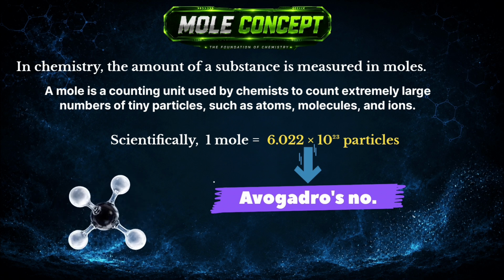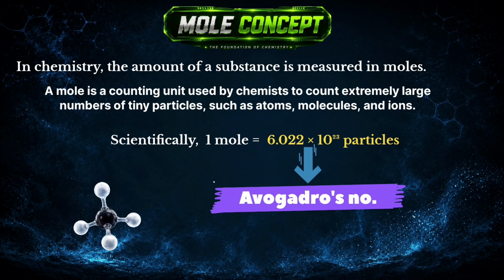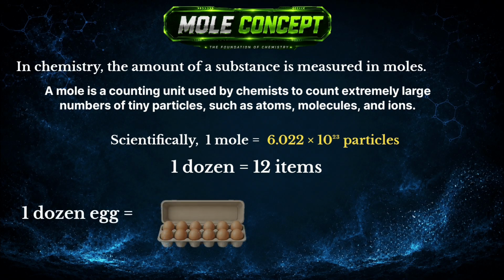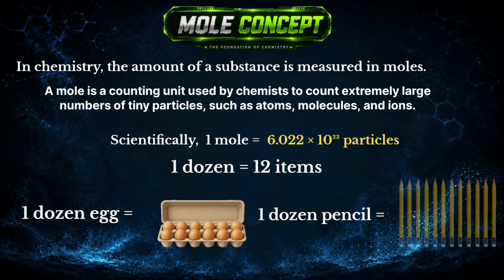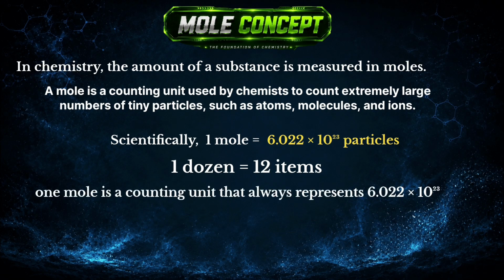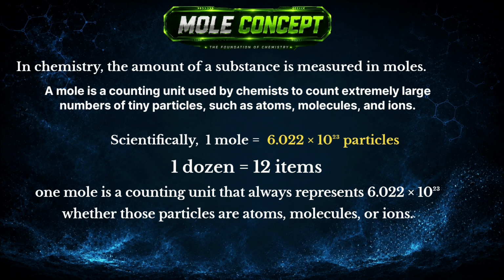That may seem like an incredibly large number, but remember, atoms and molecules are extremely small. That's why chemists need such a large counting unit. Think of it this way. A dozen is simply a counting unit that always represents 12 items. For example, 1 dozen eggs means 12 eggs, and 1 dozen pencils means 12 pencils. In exactly the same way, 1 mole is a counting unit that always represents 6.022 times 10 to the 23rd power particles, whether those particles are atoms, molecules, or ions.